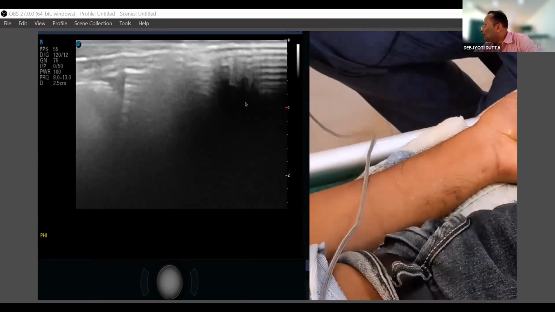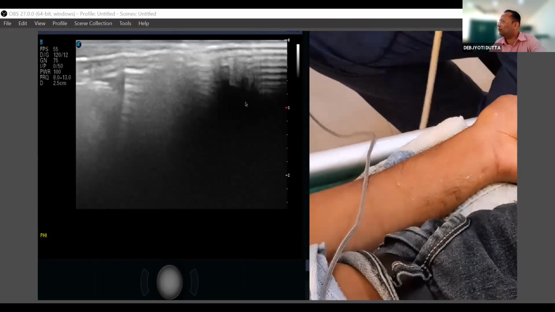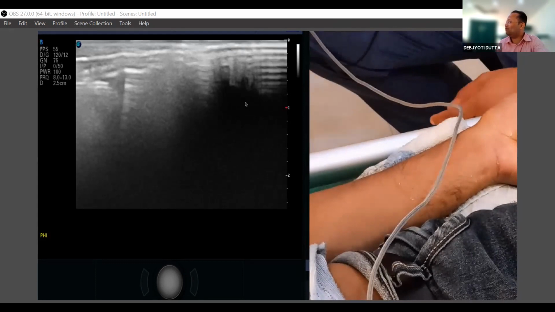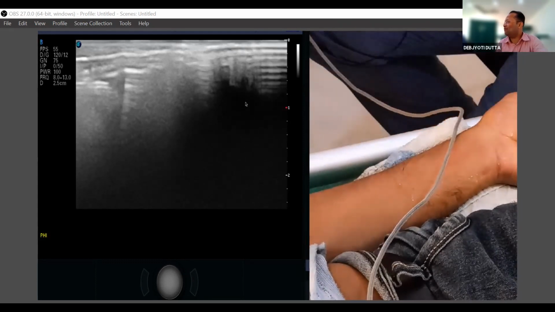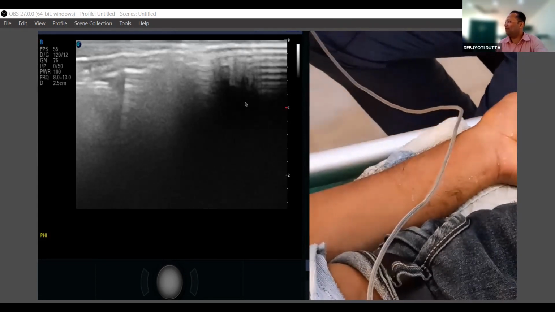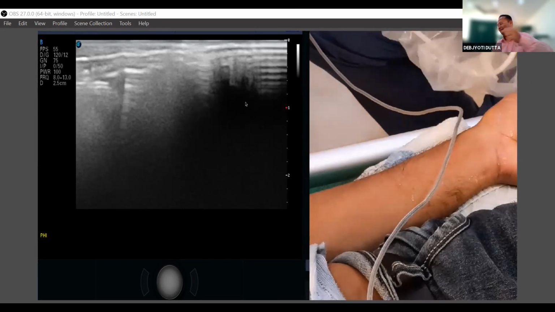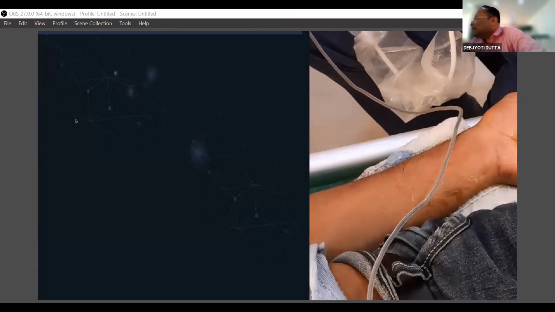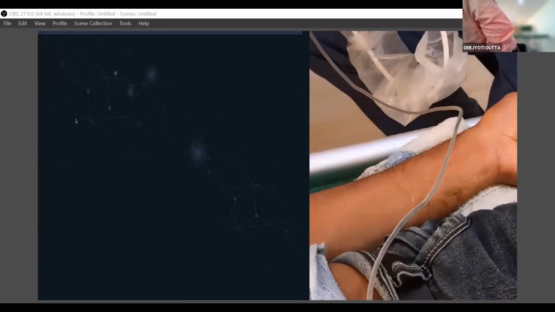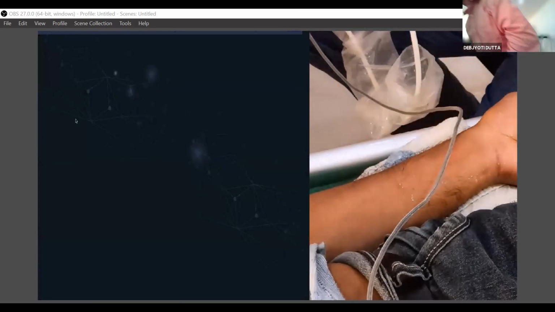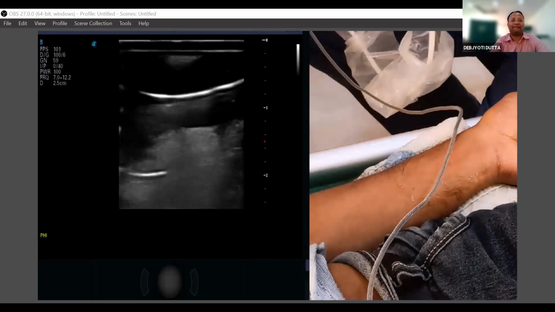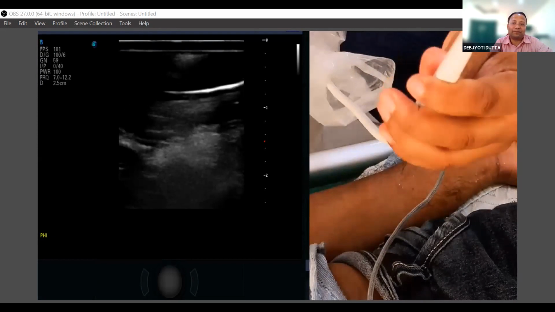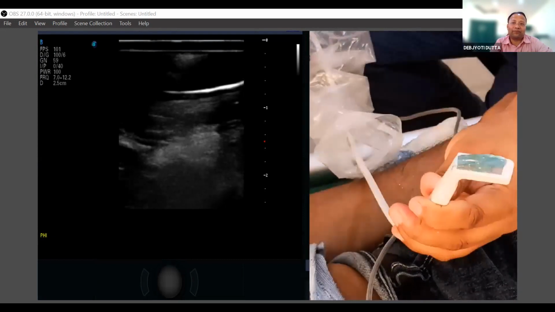Now, are you satisfied, or do you want to see it more clearly with a hockey stick probe? Are you convinced, or want to see it more clearly? We want it more clearly. Okay, so now we are going for the hockey stick probe. That is a very small probe. This is for smaller structures. This is the probe.